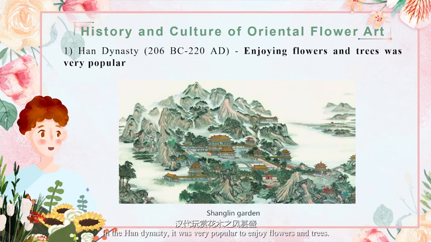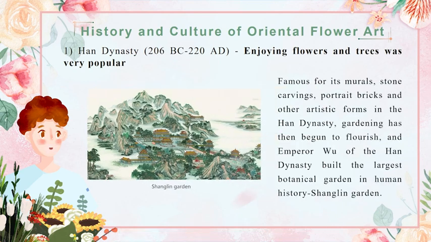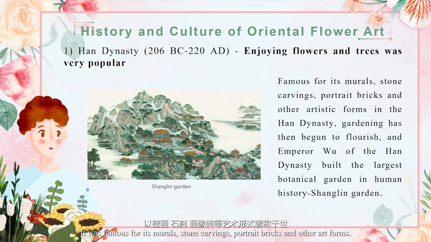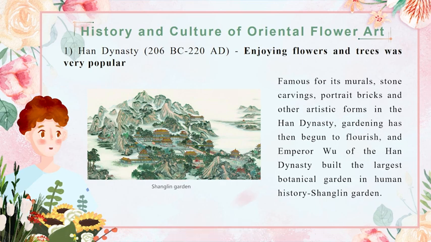In the Han Dynasty, it was very popular to enjoy flowers and trees. It was famous for its murals, stone carvings, portrait bricks and other art forms. Gardening has then begun to flourish. Emperor Wu of the Han Dynasty built Shanlin Garden, the largest botanical garden in human history.